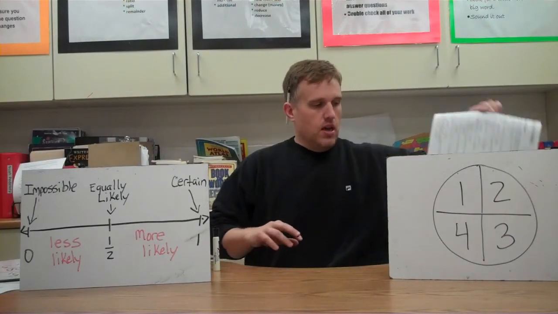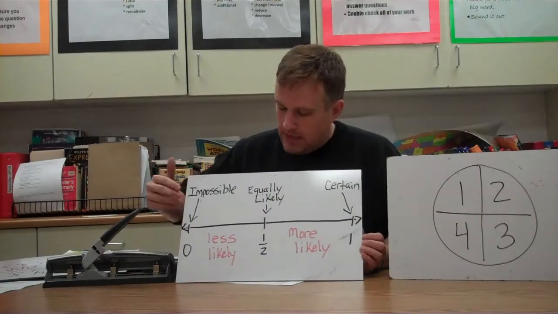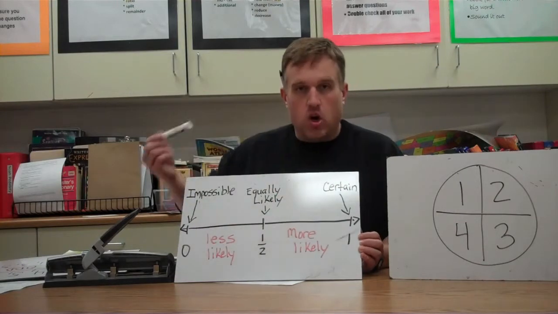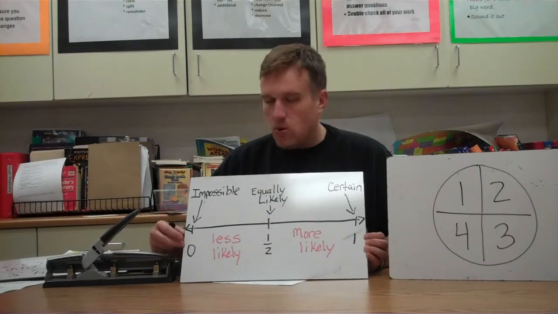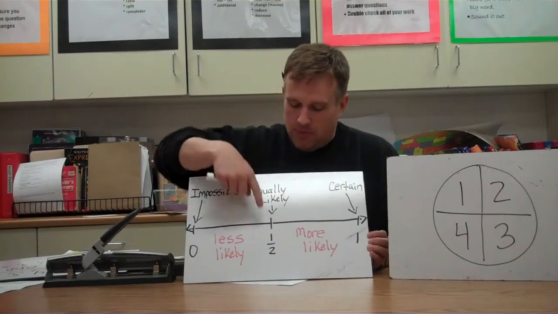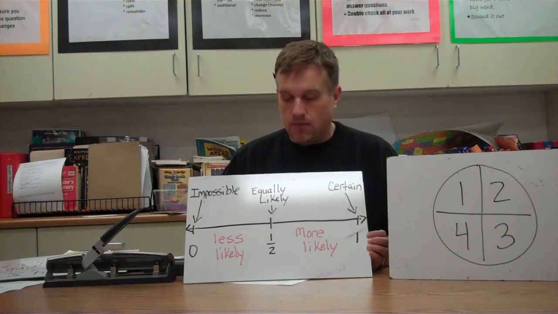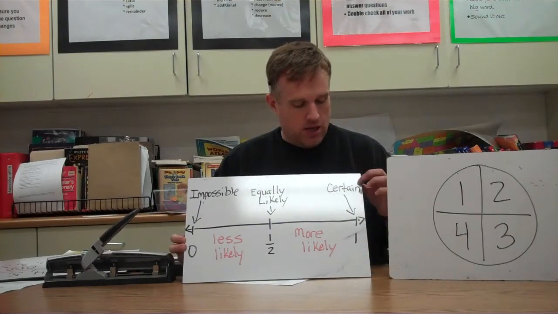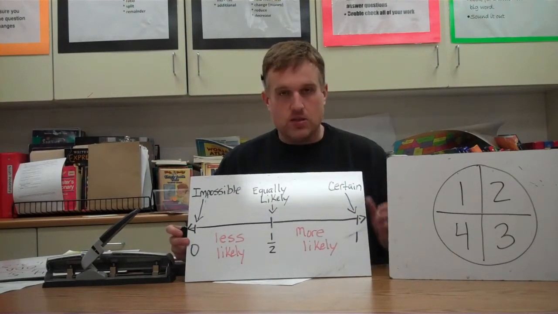Okay, before we get started, I want to go over this with you really quickly. This is a number line with 0, 1/2, and 1 on there. If something has 0 chance of happening, it is impossible, and I know you know that. If something is half, if you have equal chance, that's equally likely. And if it's 100%, it is certain that it will happen. So you have impossible, equally likely, and certain.